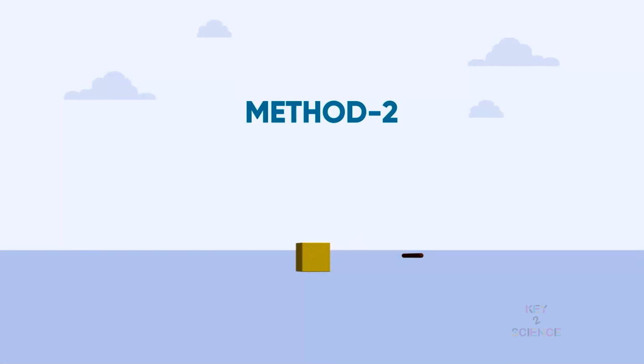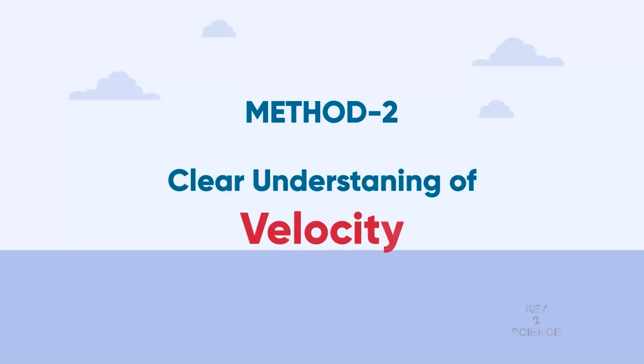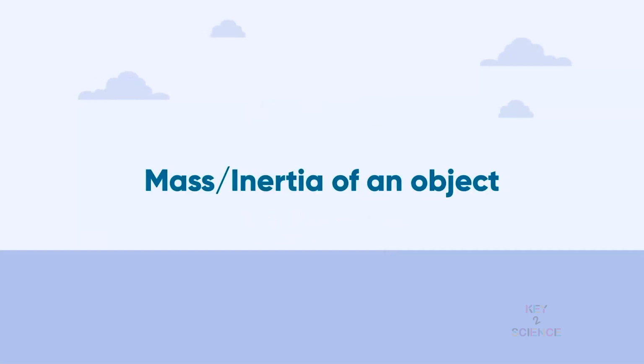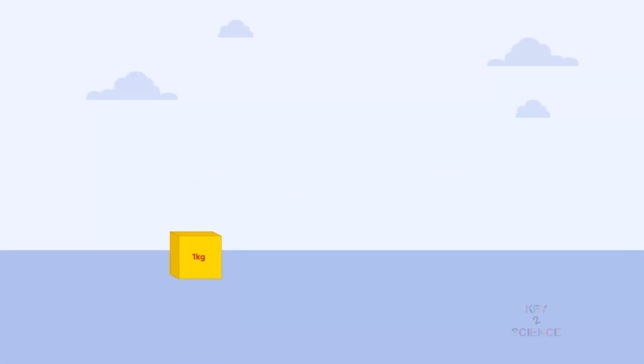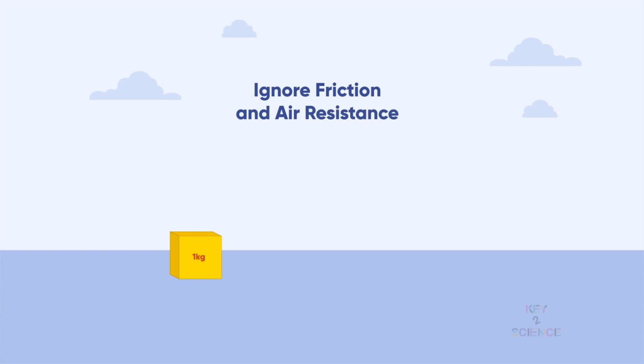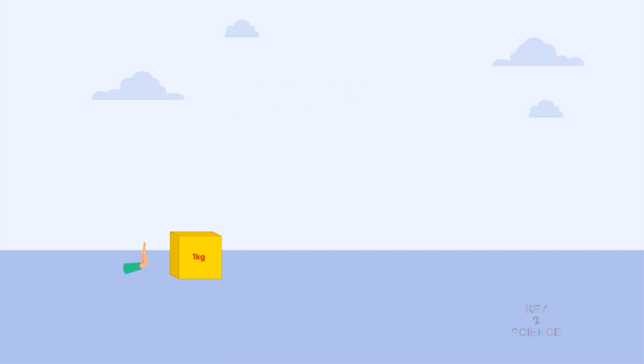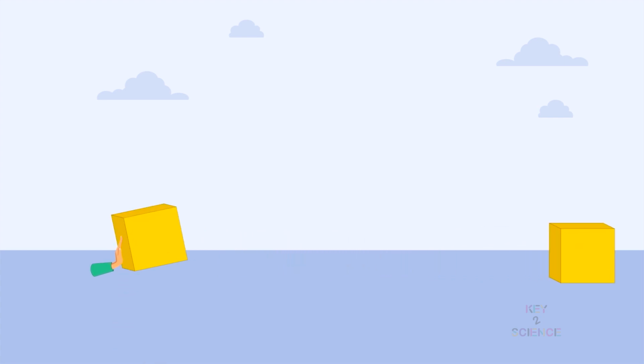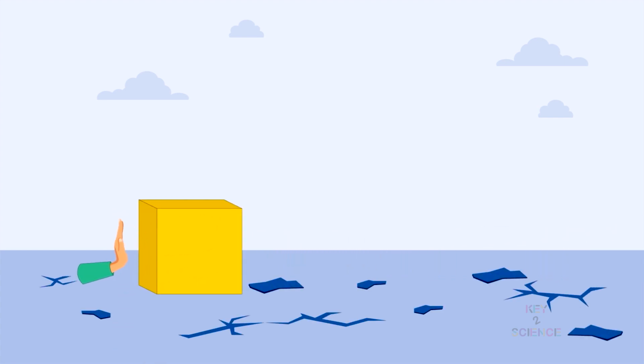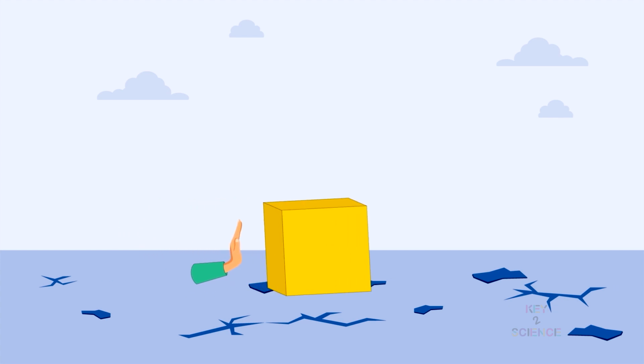For the second method, we need a clear understanding of velocity, which is another vector quantity. We also need to understand the mass or inertia of an object. Let's take an object of 1 kilogram mass, and to avoid complication, we ignore friction and air resistance. In real life, we see that on a smooth surface, an object can be moved easily or with less amount of force, and a moving object keeps moving for a longer period of time. Objects at rest resist more to move on a rough surface, and a moving object comes to rest sooner on a rough surface. This is due to frictional force.